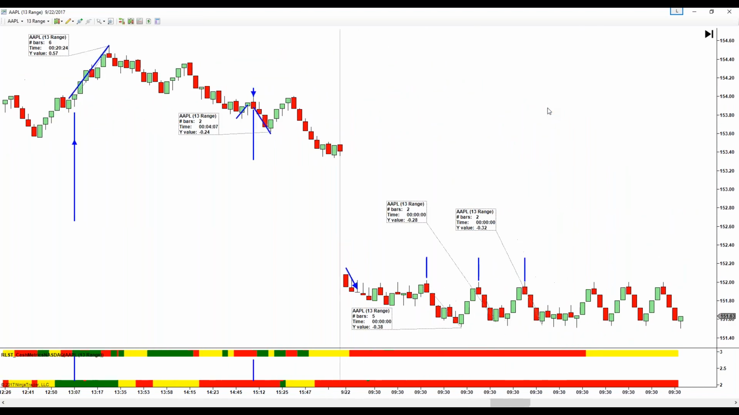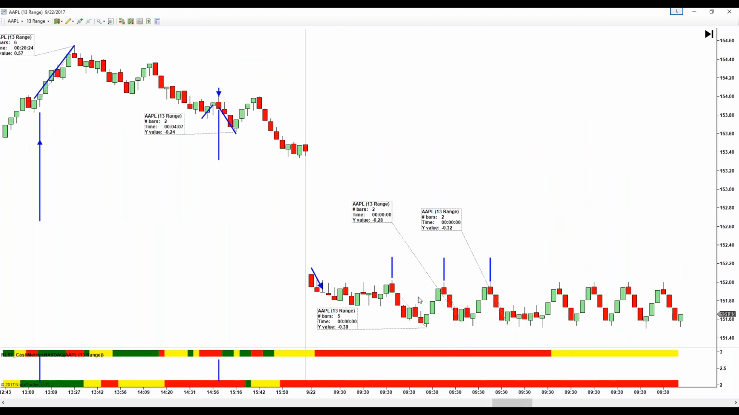Now, the next day, remember I talked to you about trading the open. Here's the open. Apple has a tremendous gap to the downside. Once the open occurs, the institutional players come on board and they decide the future direction of the market.